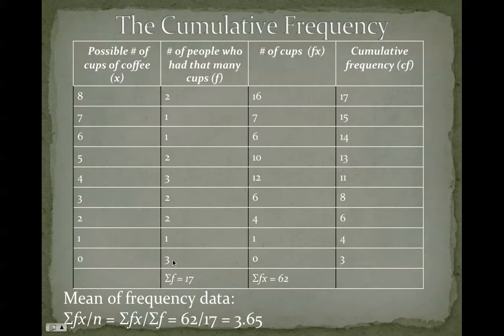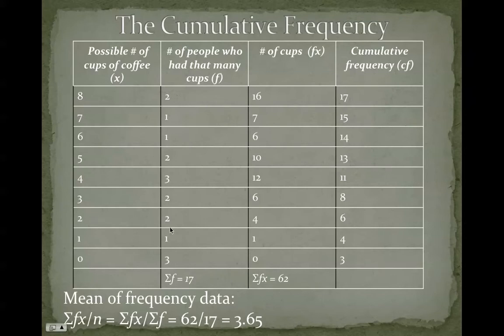So the first row is 3 because 3 people have had 0 cups of coffee. So the first is always 3 in this case. But now one person here had 1 cup of coffee. So 3 and 1 equals 4. So now we have 4 people total. So now 3 plus 1 plus 2 is 6, right? So that's 6 people up to that point. So 6 people, or up to 6 people, had 2 cups of coffee or fewer, right? I hope that makes sense.